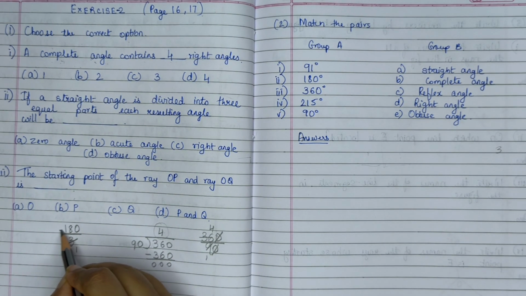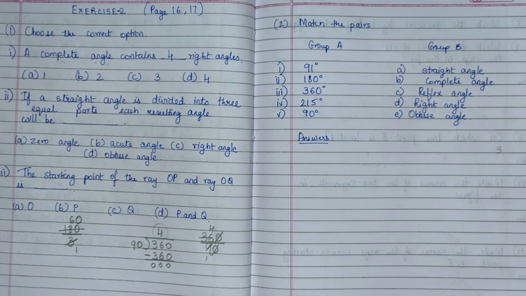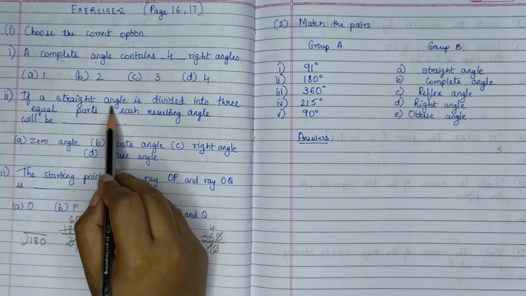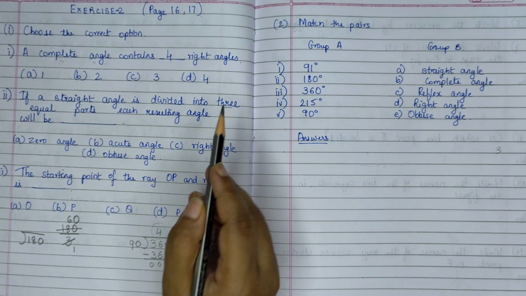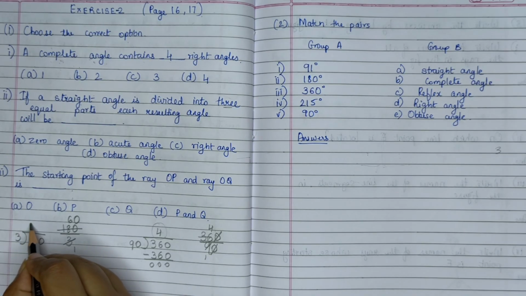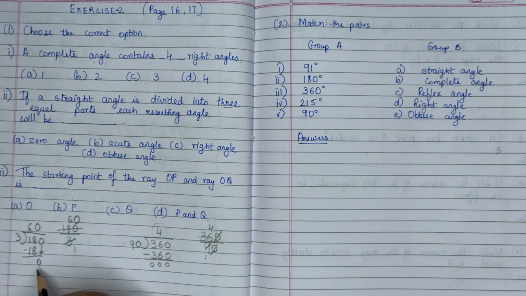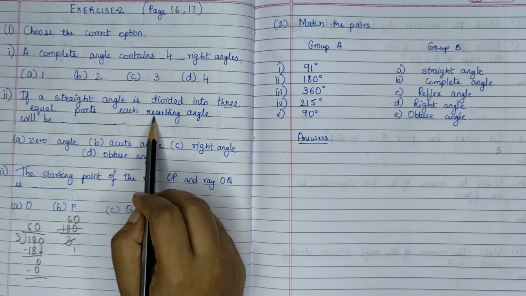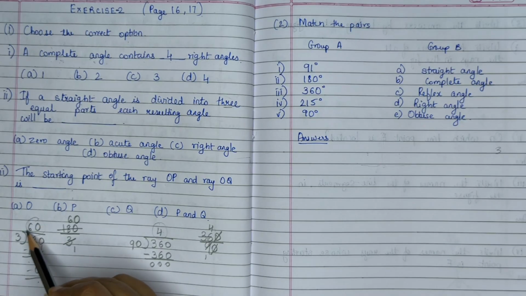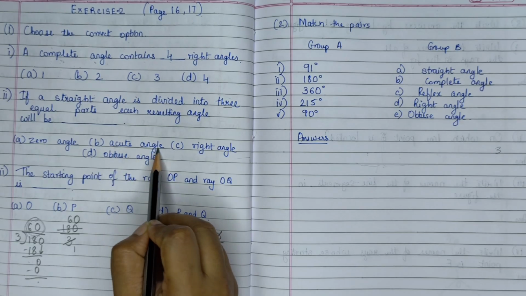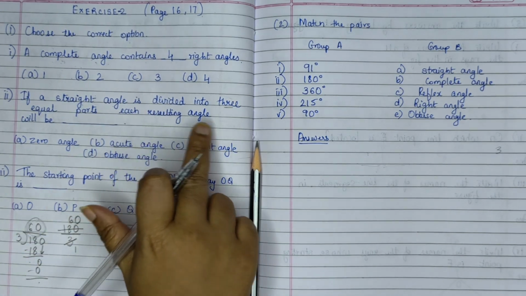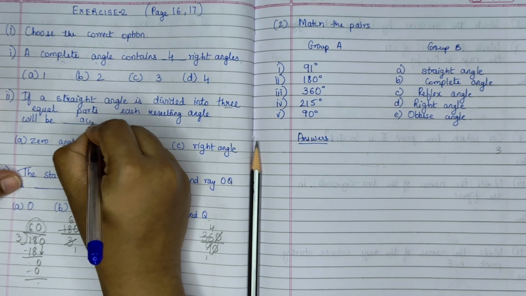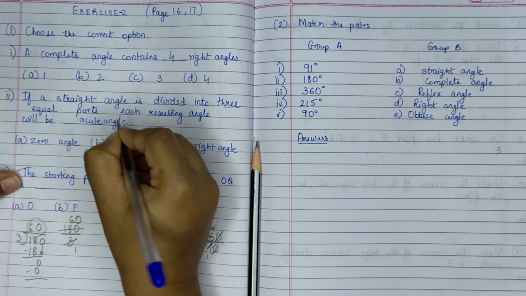So we will divide it by 3 over here. 3 ones are 3, 3 sixes are 18 and this 0. Otherwise you can also divide 180 by 3. Straight angle is 180 and you have to divide it into 3 parts, so you divide it with 3. 3 sixes are 18 and then bring this 0 down. 3 zeros are 0. That means each resulting angle will be 60 degrees. Which angle is 60 degrees? 60 degrees means acute angle. Understood? So each resulting angle will be an acute angle.